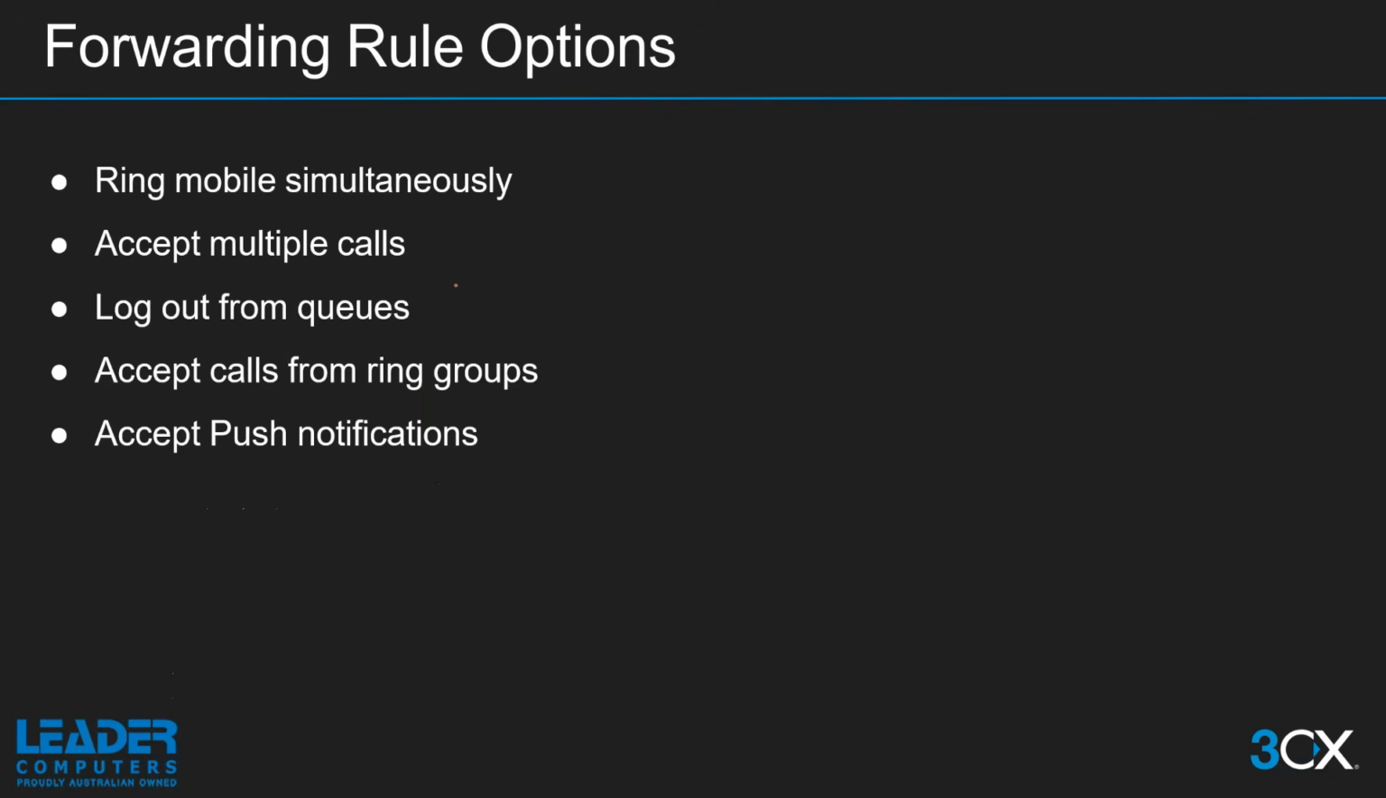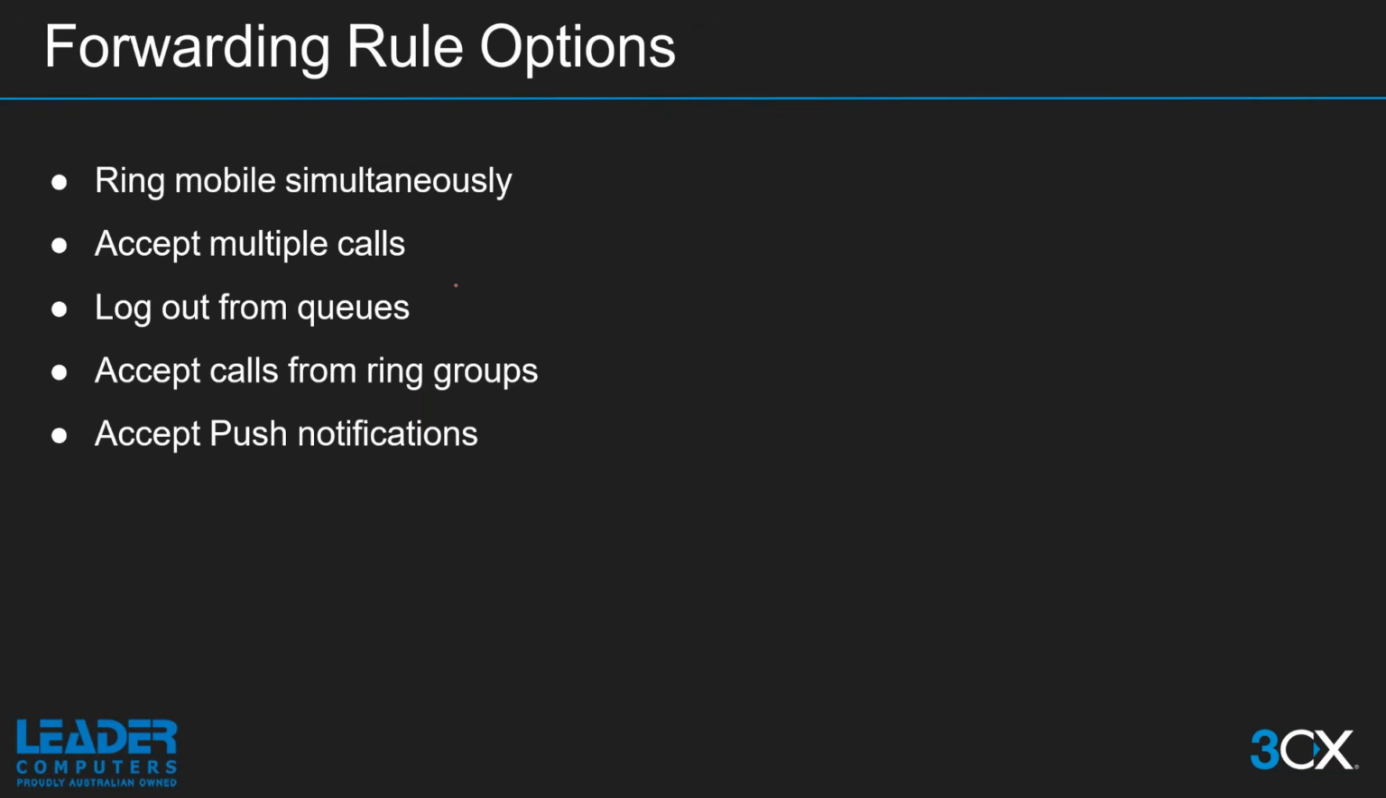And forwarding rule options. So there are 5 constant options that you will be able to see on the 3CX, which is ring mobile simultaneously. This is something some people use. What this option does is, if you enable that feature and you have a mobile number on your extension, whenever a call is coming in, whether directly, or someone forwarding the call, or through a ring group, an IVR or a call queue, it will also ring your mobile, not the 3CX app on your mobile, but your actual mobile directly, and accept multiple calls.